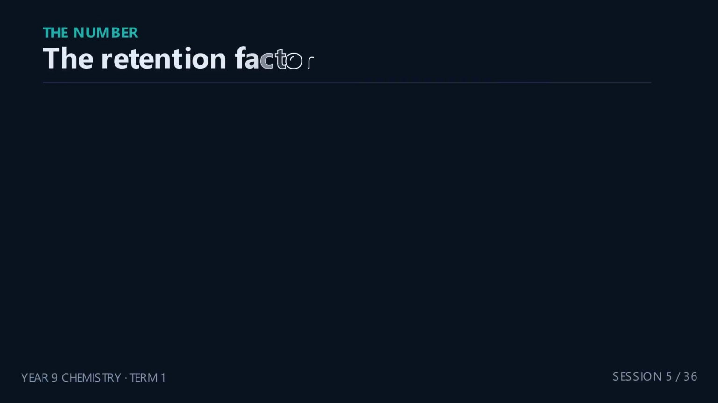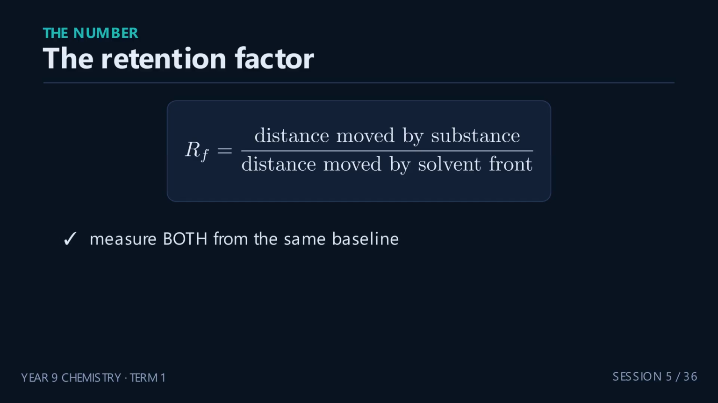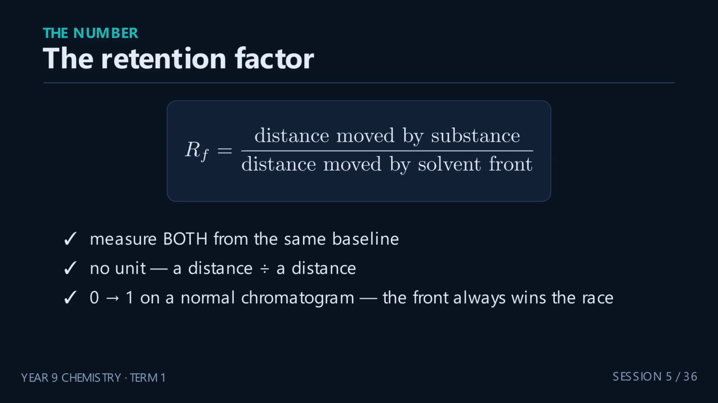Now for the number, the retention factor. RF equals the distance moved by the substance divided by the distance moved by the solvent front. Measure both from the same baseline. Because it is a distance divided by a distance, RF has no unit, and for a normal chromatogram, it lies between 0 and 1. The solvent front always wins the race, so the fraction can never exceed 1.